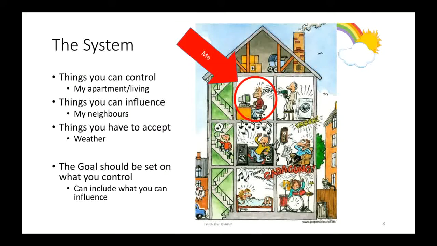There are things that you can influence, but you can't control them. They actually have their own will. And the last thing is the things you just have to accept, like the weather, or limitations in systems, or laws that you have to follow in your business. So when you create your goal, you need to know in which system you define the goal. So that is defining your boundaries. So focus on what you can control, and then you can add in things that you can influence.